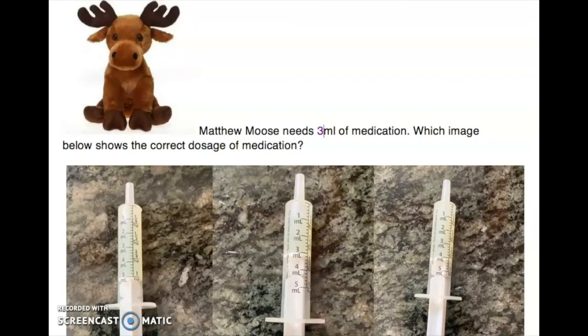Here is our last patient, Matthew Moose. I made this a little more challenging. I've given you 3 syringes to look closely at and consider. Matthew Moose needs 3 milliliters of medication. Which image below shows the correct dosage of medication? Look really closely at where that white line meets the black line and the number right next to it. You need to find the number 3.